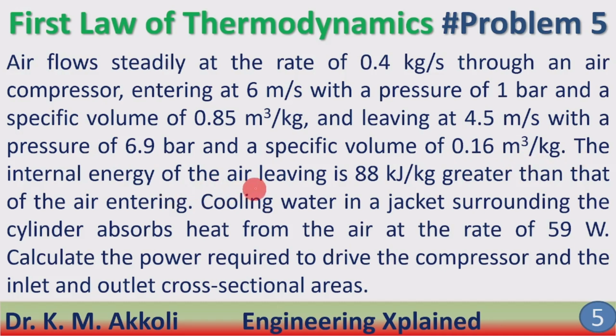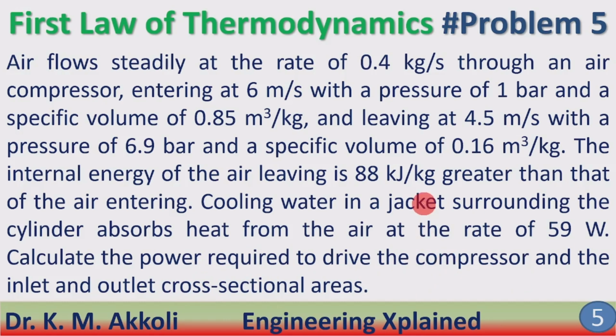The internal energy of the air leaving is 88 kilojoule per kg greater than that of the air entering. Here U2 will be 88 kilojoule per kg greater than U1. Cooling water in a jacket surrounding the cylinder absorbs heat from the air at the rate of 59 watt. The heat will be transferred from the system to the surroundings at a rate of 59 watt. Calculate the power required to drive the compressor and the inlet and outlet cross sectional areas.